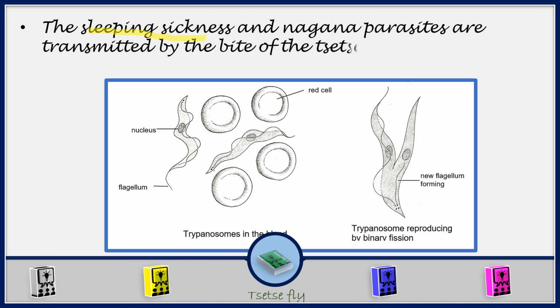Sleeping sickness and nagana parasites are transmitted by the bite of a tsetse fly. So these parasites, the trypanosomes, are transmitted by bites from tsetse flies, and they cause sleeping sickness, Chagas disease, and in animals like cattle, they cause nagana.